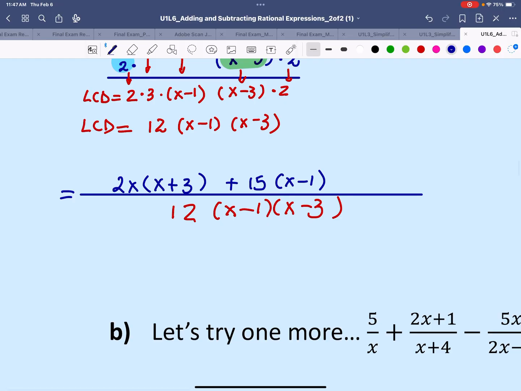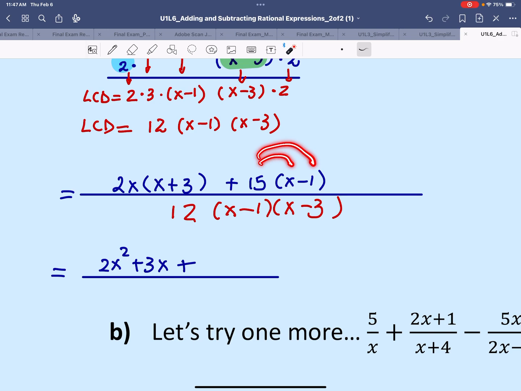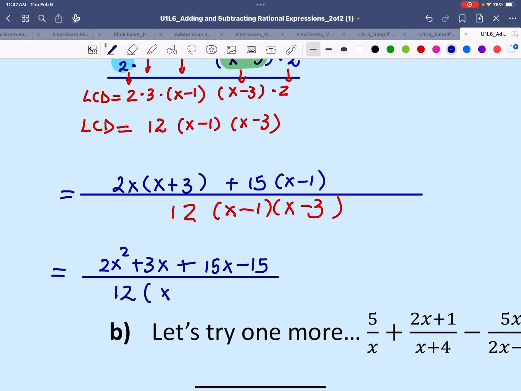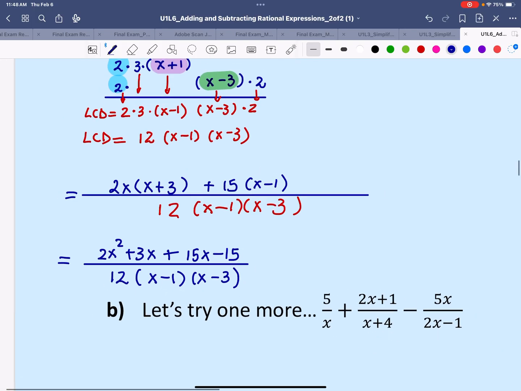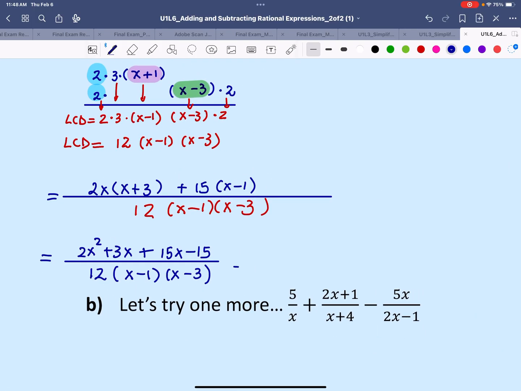So continue simplifying a little bit more. The numerator would be 2x squared plus 6x, and then plus 15x plus 15. And this will be over 12, x plus 1, x minus 3. Never, ever expand the denominator. That would be cruel, actually, because then it's going to take a long time to see if you can simplify it, let alone that is work that goes to waste.